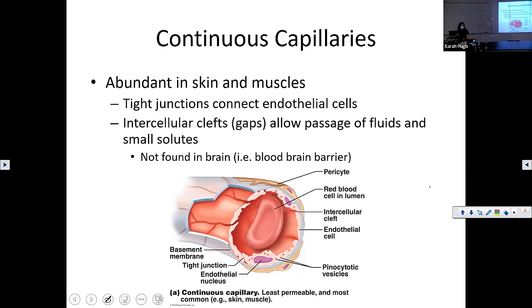These are abundant in like the dermis of the skin. So not the epidermis. Remember, the epidermis does not have a blood supply, but the dermis does, and muscles. Okay, so the dermis and the muscles will have continuous capillaries. These are capillaries that have a lot of tight junctions within the wall of the capillary. They have some little clefts. We call them intercellular clefts or gaps. These are going to allow fluid and very small solutes to pass from the capillary into the tissue.